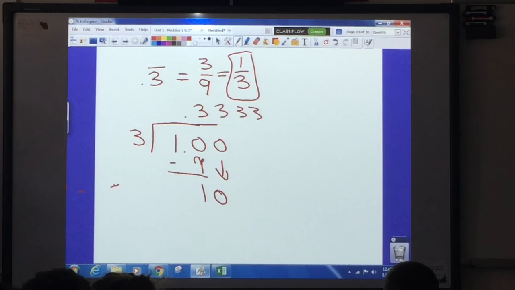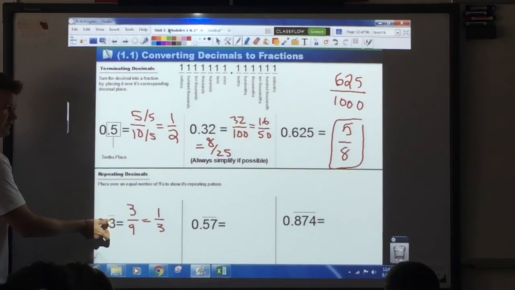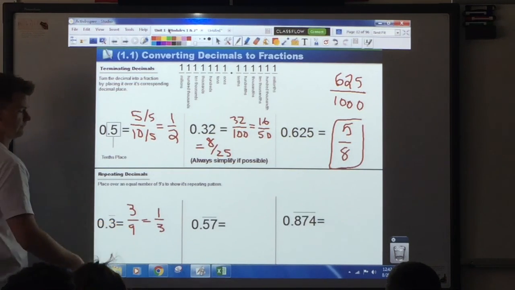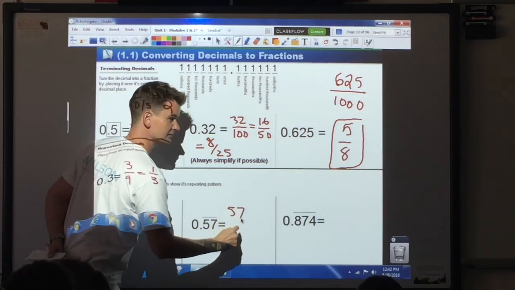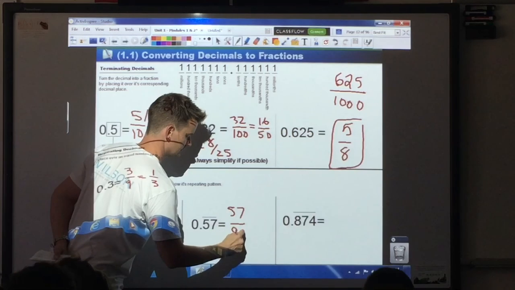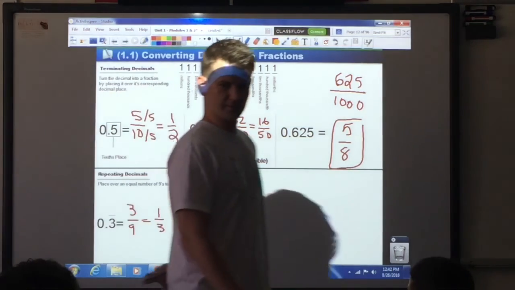Does it work? Absolutely. Whenever you have a repeating decimal, you simply look: I have one number after the decimal, so I put 3 over 9. Here, how many numbers are after the decimal? 2. So what do you think is going underneath this? Two 9s. 99. And if you don't believe me, in your calculator, if you have it, do 57 divided by 99. Tell me what you get. You're going to get 0.57, 0.57, 0.57, and the last digit is going to round up.